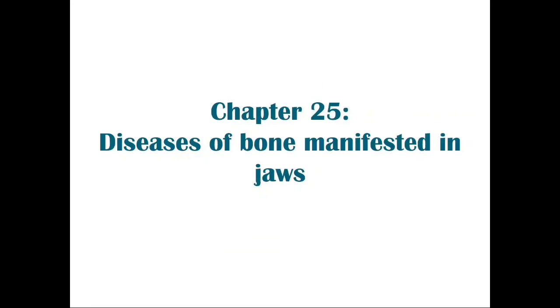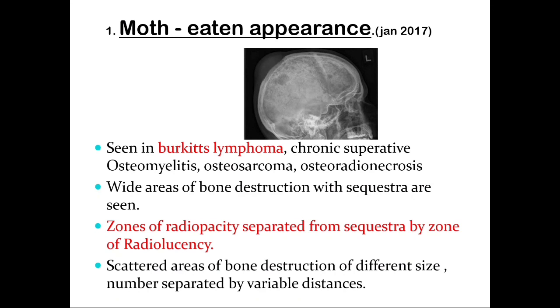The next chapter is about the diseases of bone manifested in the jaws. Most commonly, they can ask a long essay. I've already mentioned the oral medicine part, that is the classification of fibrous lesions, and also to write in detail about fibrous dysplasia, where I've already explained in detail how to go about it and how to explain it.